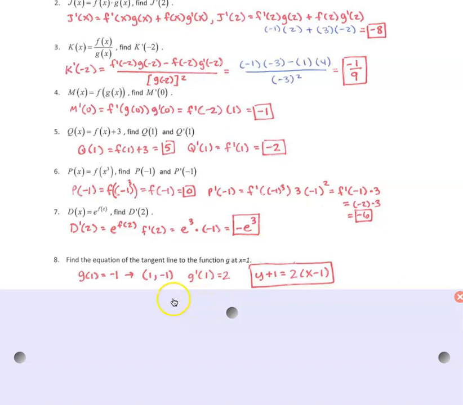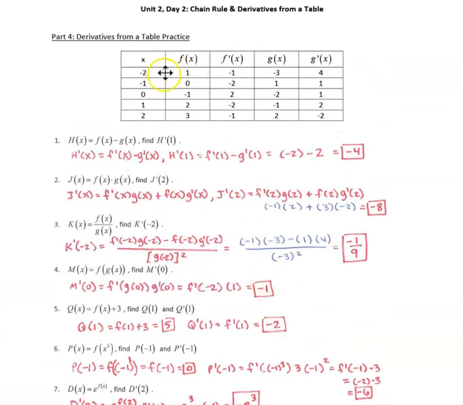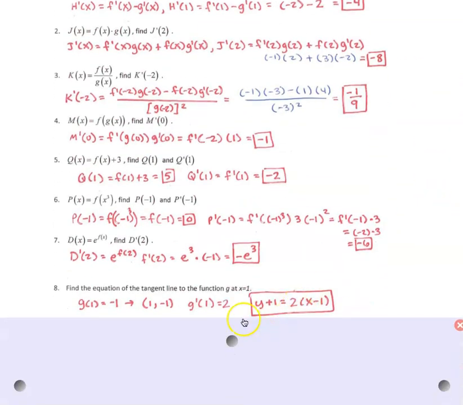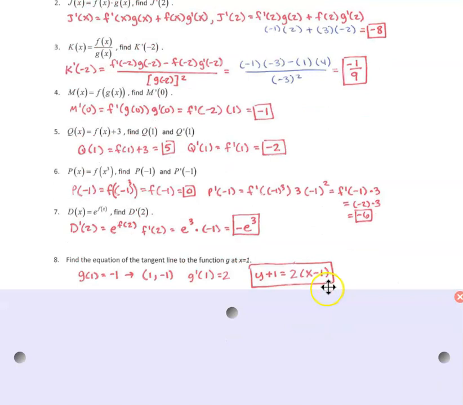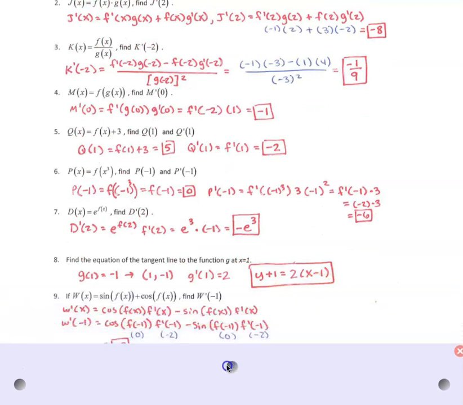Now we want to find the equation of the tangent line of the function g at x equals 1. So we know from the table that g of 1 equals negative 1. That is right here. g of 1 equals negative 1. Then we also need the derivative of g at 1. So I come to 1, and then g prime of 1 is 2. And I use that to write an equation of a tangent line. I have y plus 1 equals 2 times x minus 1. That's in point slope form.